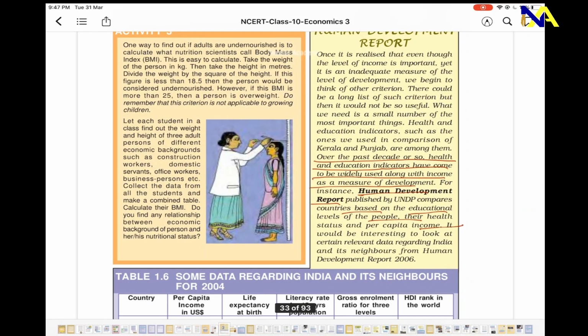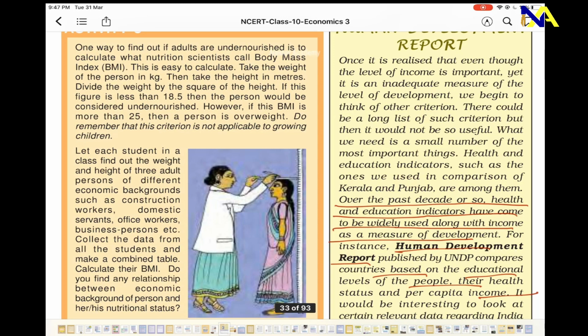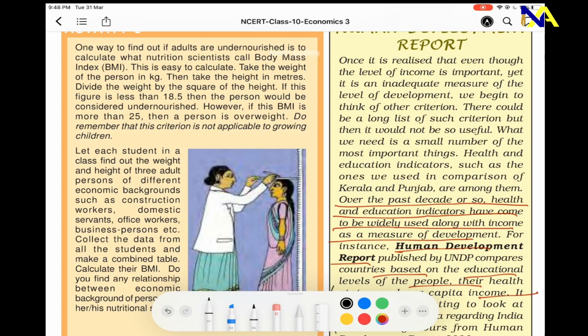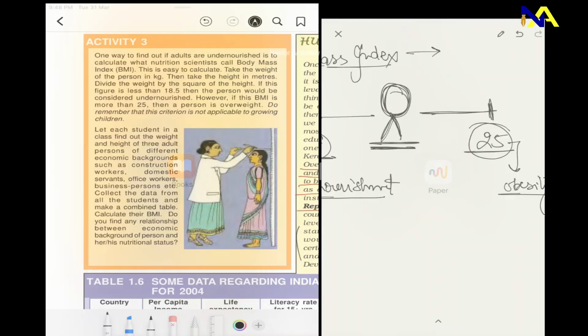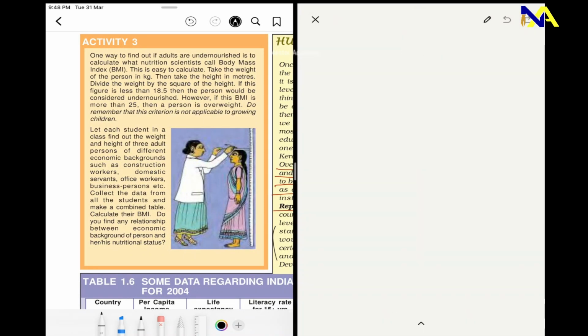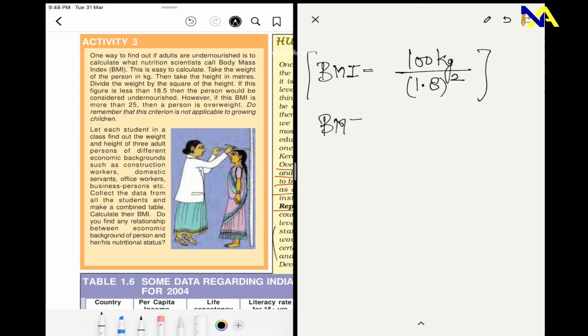See this, and it says over here, one way to find out if adults are undernourished is to calculate what nutrition scientists call body mass index. It says this is easy to calculate. Take the weight of the person in kg. We will just do it side by side. Let's see, if a person weighs 100 kg, then take the height in meters, and he is somewhere of the height of 1.8 meters. And this meters should be in square. Now this is how you calculate body mass index. Body mass index therefore becomes weight in kg and height in meter square of it.